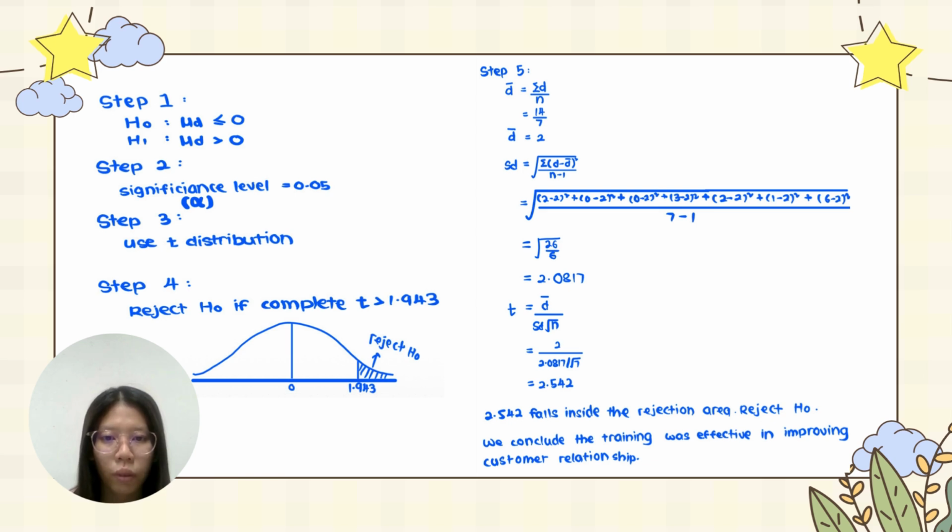So the t is equal to the mean divided by the standard deviation divided by the square root of n. So we will get 2 divided by 2.0817 divided by square root 7. So we will get t equal to 2.542. 2.542 falls inside the rejection area, so we will reject H0. We conclude the training was effective in improving the customer relationship.